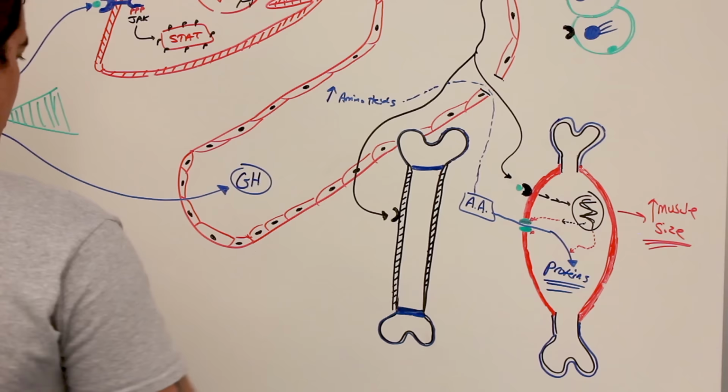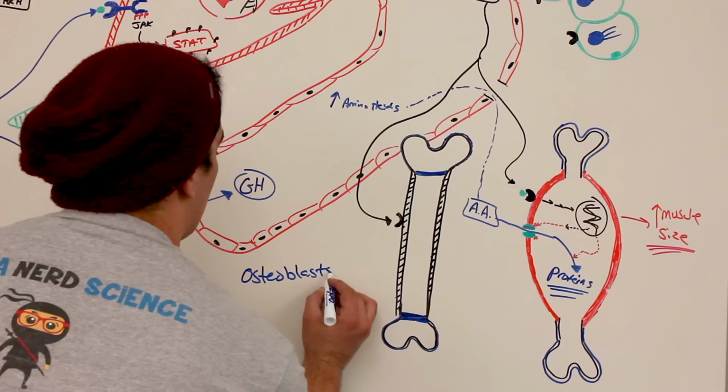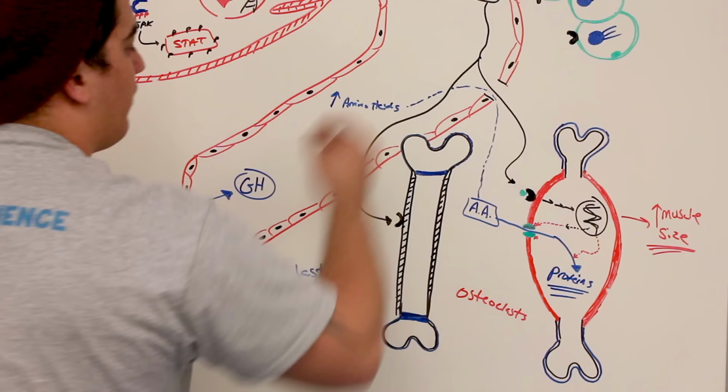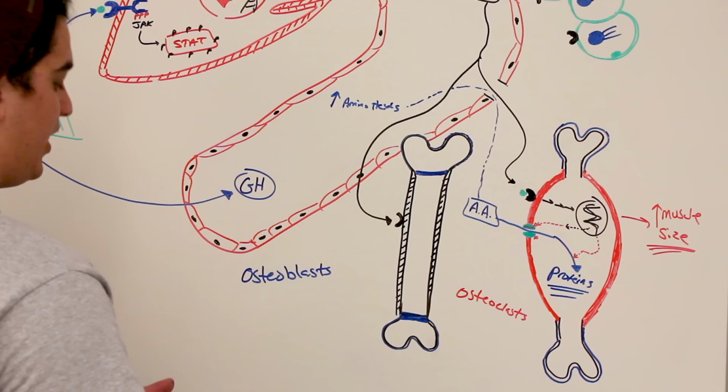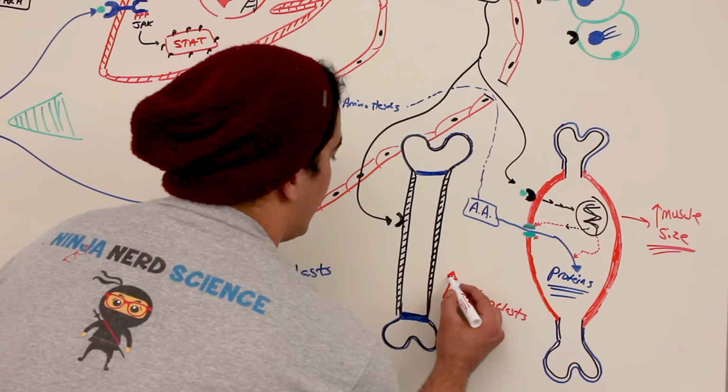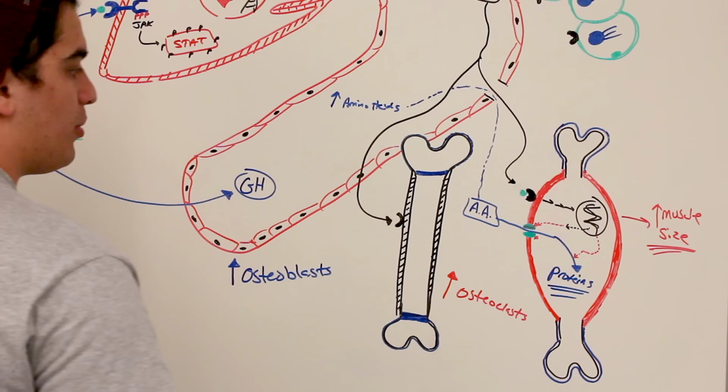There's going to be what's called osteoblasts and osteoclasts. What this insulin-like growth factor is going to do is work to regulate the activity of these two cells. So it's actually going to be weird, it's going to increase the activity of both of these cells. So it's going to increase osteoblastic activity, and it's going to increase osteoclastic activity. So it's going to increase bone deposition and bone resorption. And what's the overall result? It's going to play a very, very crucial role within bone growth.